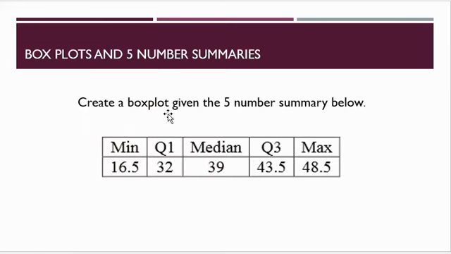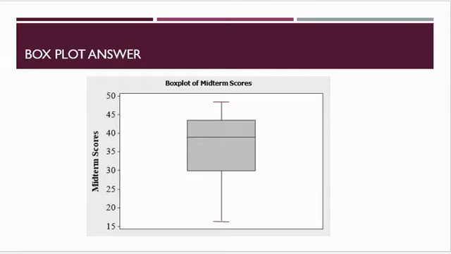Create a box plot given the 5-number summary below. So you are going to create your own box plot now. Please pause the video and do this on a piece of scratch paper. On the next slide, I will show you the answer to this, so make sure you have done it on your own. Your box plot of midterm scores. You have your median, your quartile 3, quartile 1. In this case, you don't have any outliers. You don't need them. Please compare the two.